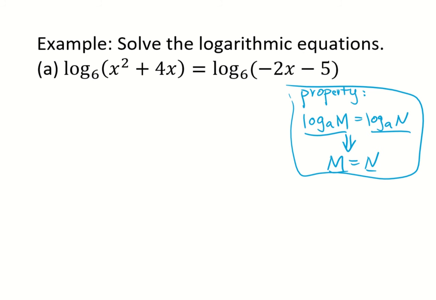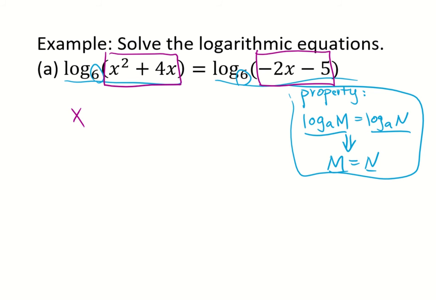We'll apply this property to the equation. So since the two logs are equal to each other with the same base 6, that means the two arguments, x squared plus 4x and negative x minus 5, must be equal to each other. So we can make the equation that x squared plus 4x equals negative 2x minus 5. Now we will solve this quadratic equation.